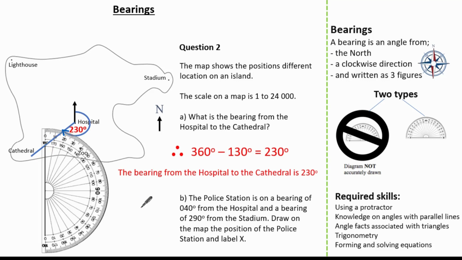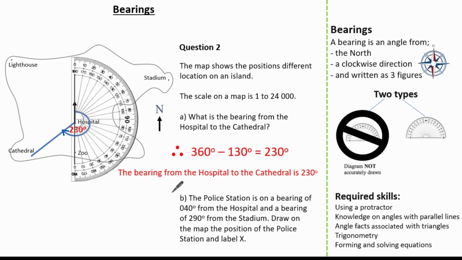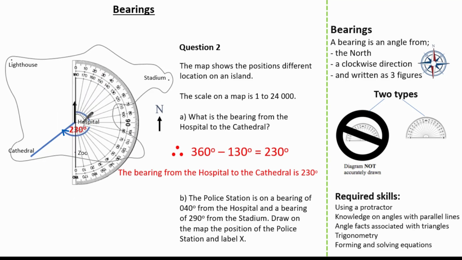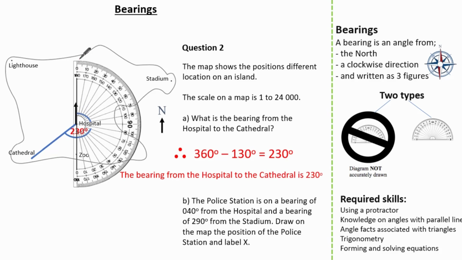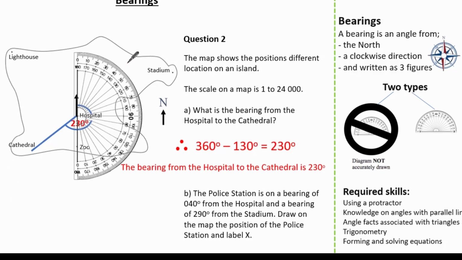Getting our protractor ready, we need to start from the hospital as this is our first bearing. Lining up like we've done before, ensuring the center of our protractor is on the hospital and identifying the north is on our 0, we're going to identify the 40-degree angle. 0, 10, 20, 30, 40 degrees. So therefore, we know the police station is anywhere on the bearing of 040 from our hospital.